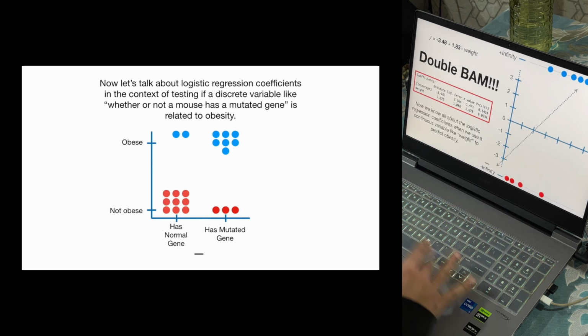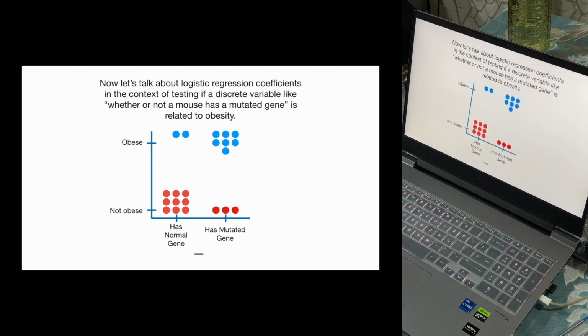This makes logistic regression extremely powerful for binary classification problems, such as predicting whether a mouse is obese or not, using a mix of continuous variables like weight and age and categorical variables like genotype. It's not just about prediction. It's about understanding which variables matter and why.